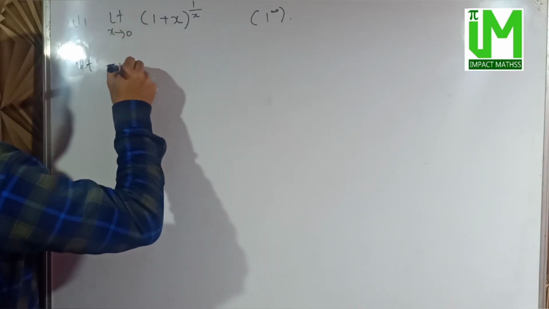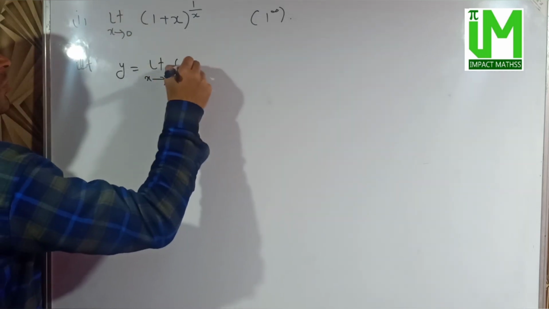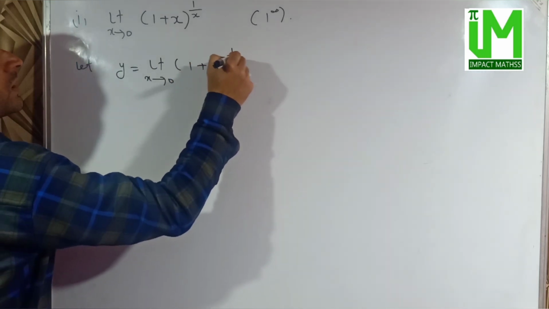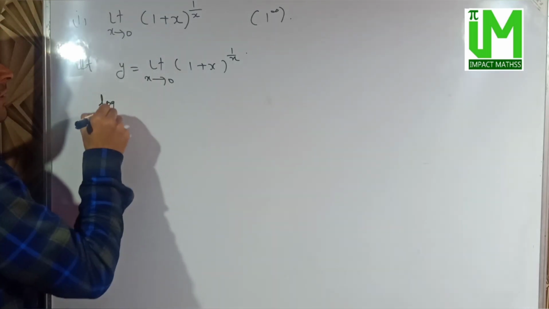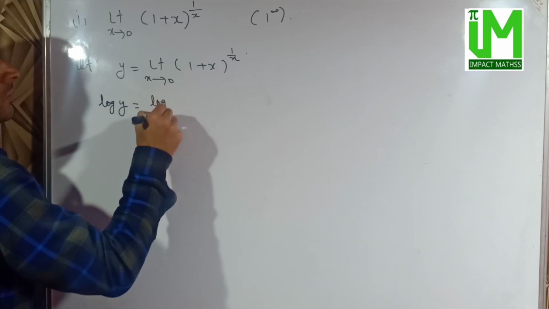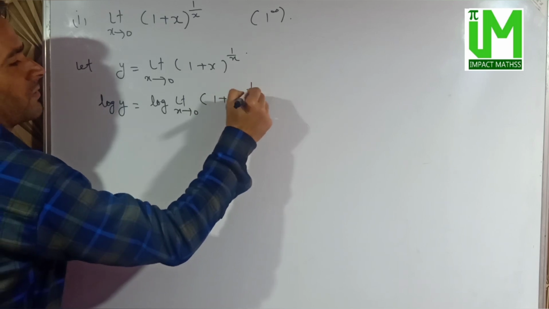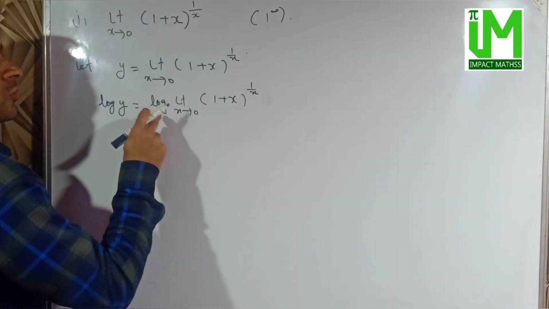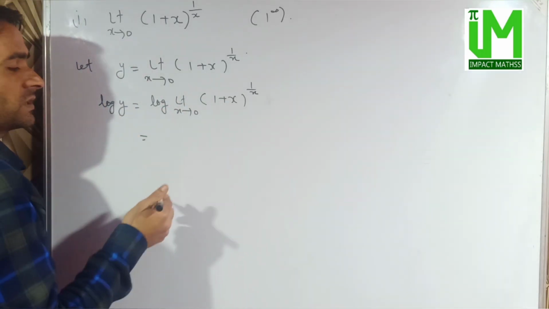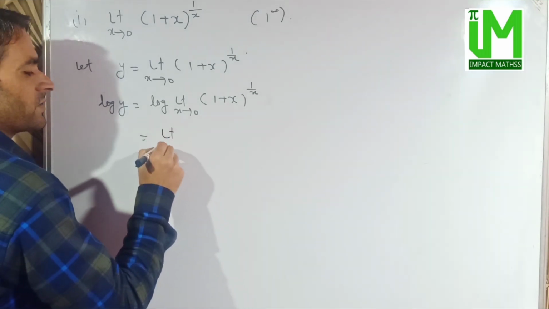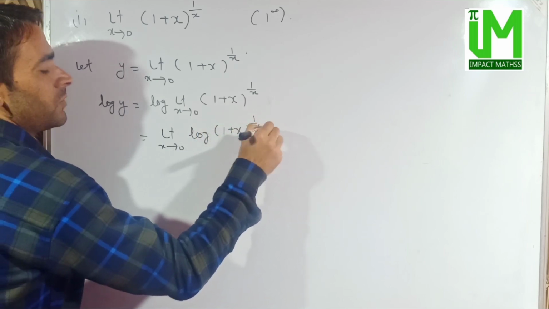Let y be the limiting value, so we can write let y is equal to limit x approaches 0 of (1 plus x) raised to power 1 by x. Next, taking log on both sides, it will be log of y is equal to log of limit x approaches 0 of (1 plus x) raised to power 1 by x. We know log of a limit of a function is the limit of log of that function, because log is a continuous function. So it will be limit x approaches 0 of log of (1 plus x) raised to power 1 over x.